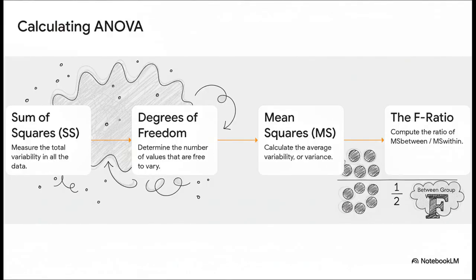First, we calculate the sum of squares, which is just a fancy way of adding up all the variation in our data. Second, we figure out the degrees of freedom, which is basically an adjustment for how many groups and people we have. Third, we use those first 2 numbers to get the mean squares, and that is our official measure of variance. And finally, we just divide the between-group mean square by the within-group mean square to get our F ratio. See? Step by step.